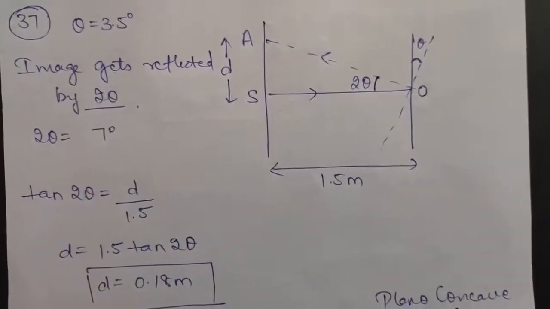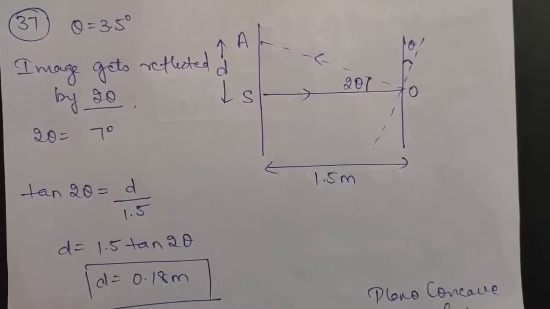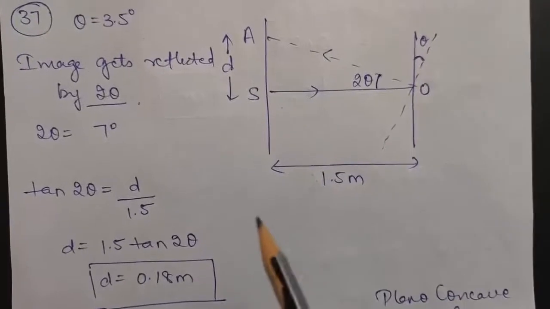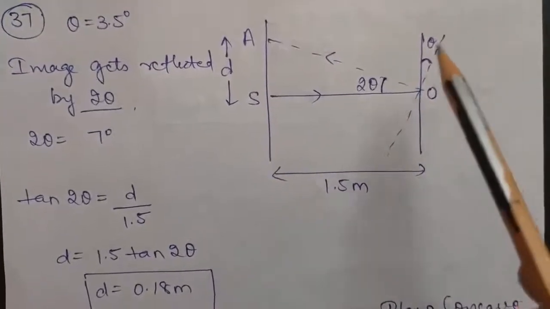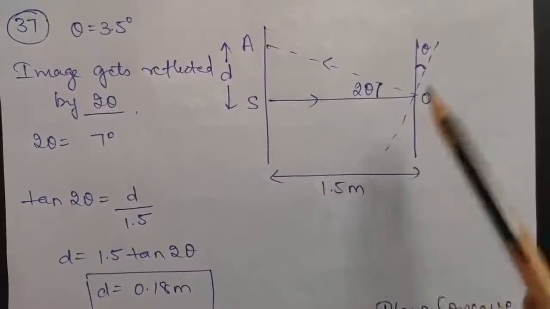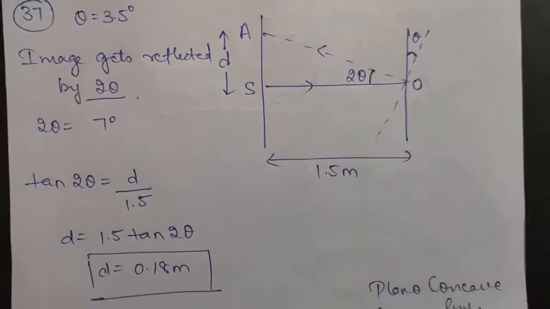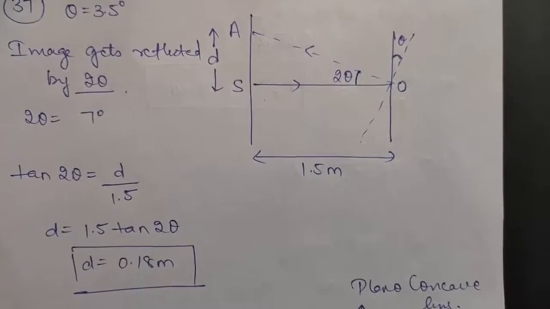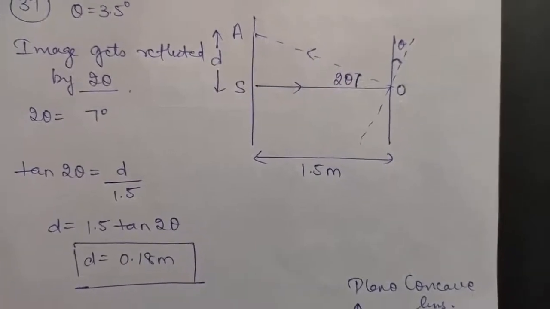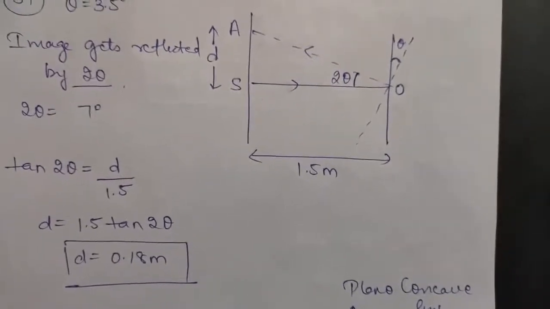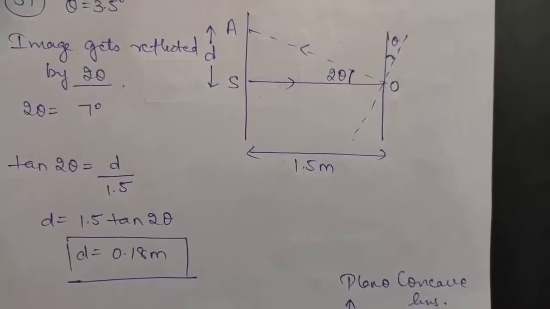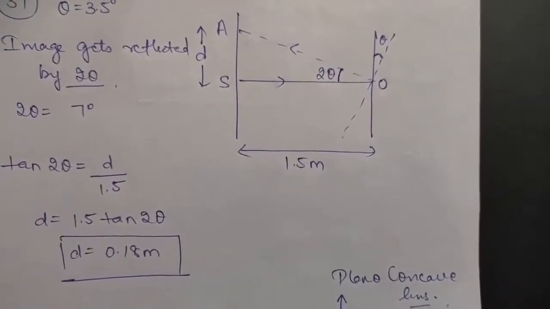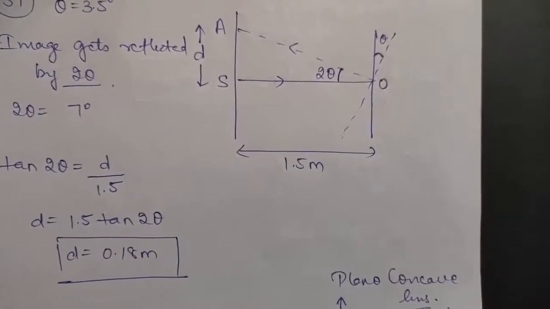Now it is asking what is the displacement of the reflected spot of light on a screen placed 1.5 meters away. So see, when the mirror gets rotated by theta, the reflected light also gets rotated by 2 theta. Remember this, when your plane mirror gets rotated by theta, the reflected ray will rotate by 2 theta in the same direction.